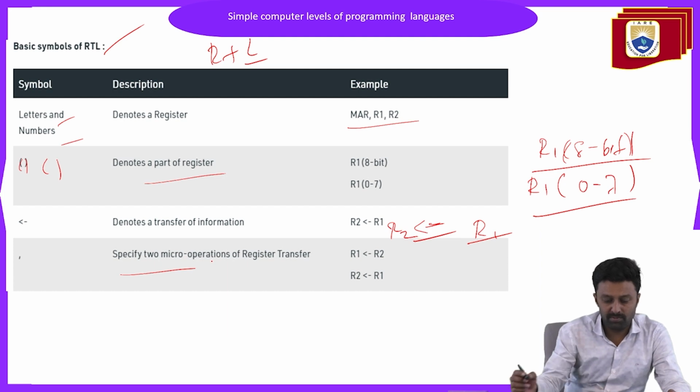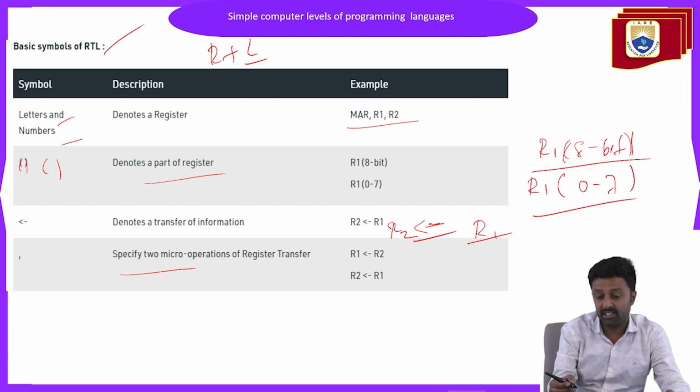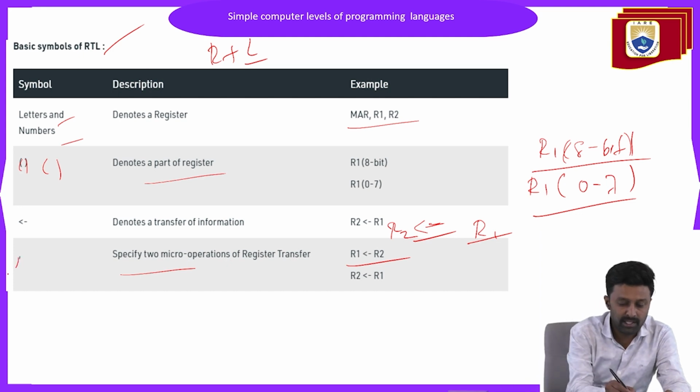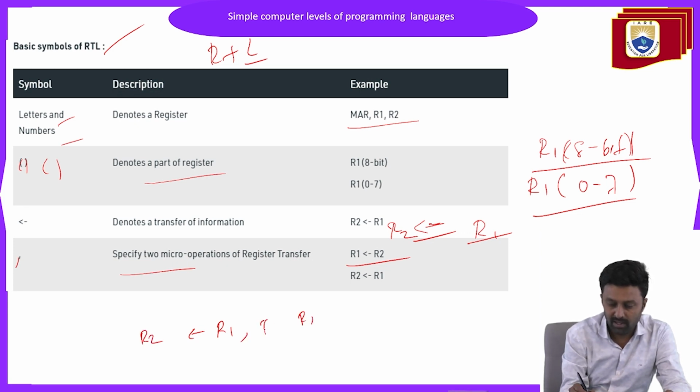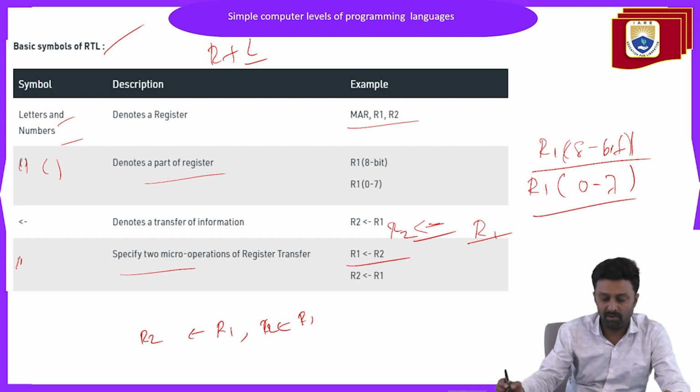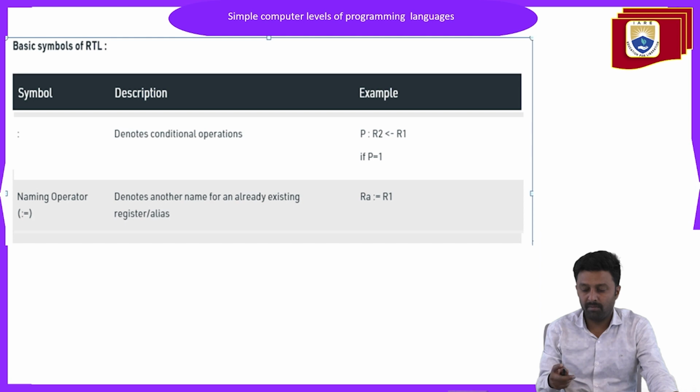Then if you want to specify two micro operations at the same time, that can also be performed with the help of the comma. Let us say if I want to write two operations, R1 arrow R2, then we can write it separated by a comma like this. So we can use this comma for this.